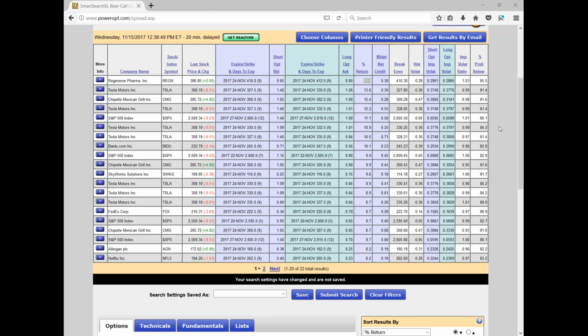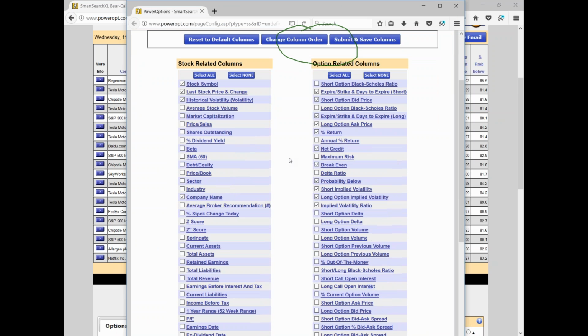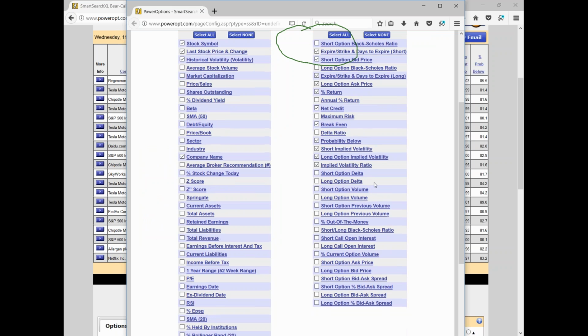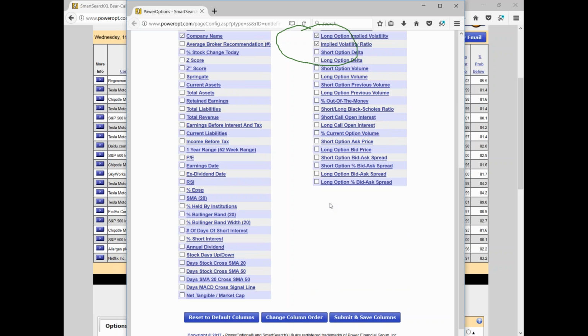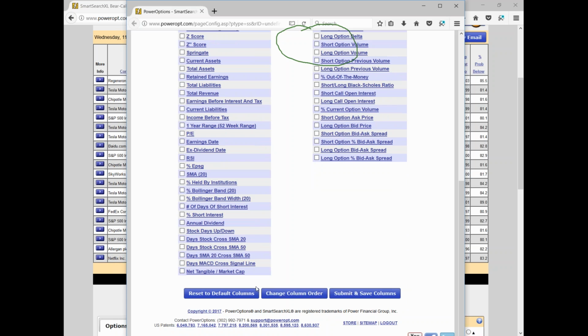You can also customize the table view with the Choose Columns button. What this will allow you to do is customize the data fields. If you wanted to add in more criteria for the average stock volume, for example, market cap, to compare the positions, things that you would use to compare the positions and help you with your research and analysis, or if you wanted to delve deep into the delta of the short or long option, the delta ratio between the two, which I really use more for calendar spreads than credit spreads, annualized return, you can not only pick and choose which columns you want to see, but you can also change the column order to customize it to your needs as well, to help you when you first see the results come up.